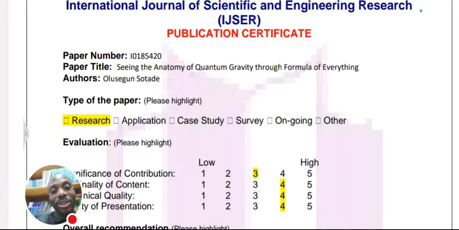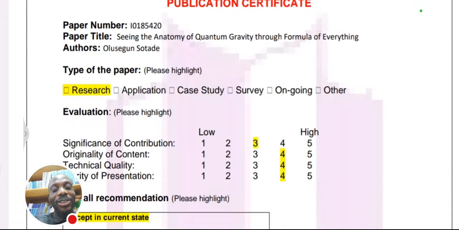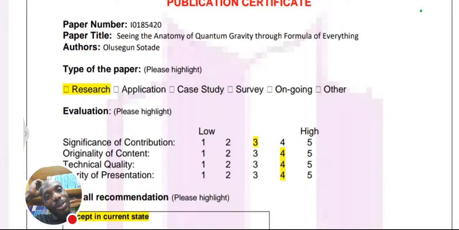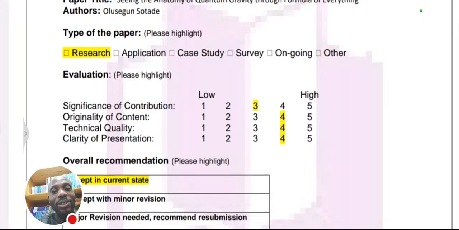This is the second publication. So there is the first publication, that is, the time theory of the universe. So you can see the authors, Olusegun Shotade. Yes, I'm the author of that research paper. Now, type of the paper, we have it to be a research. You can see research is being highlighted right there.